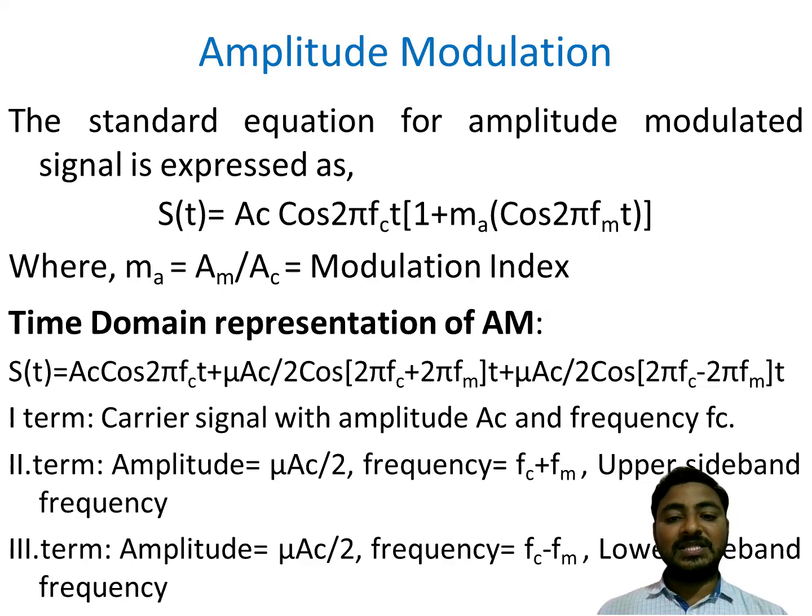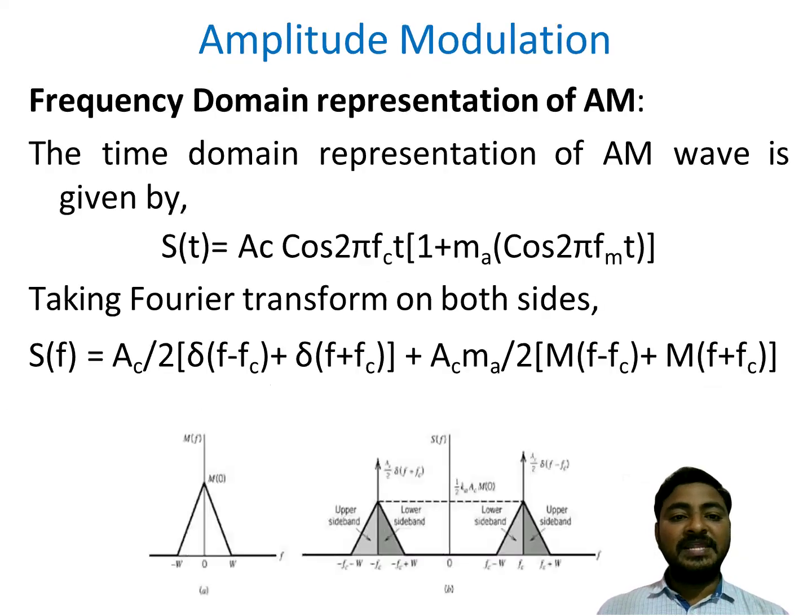Next, the third term: the amplitude is μAc/2 and the frequency is fc minus fm, which is represented as the lower sideband frequency. Next, the frequency domain representation of AM.